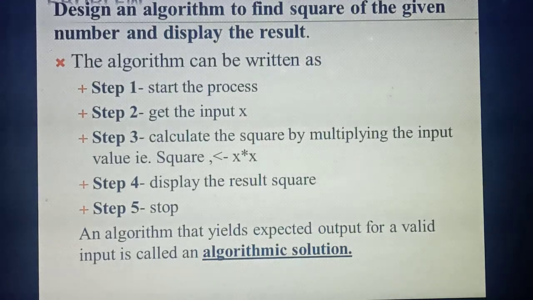You need to process. So step 3, see step 3. Calculate the square by multiplying the input value. That is, square means how many times you need to multiply? 2 times. X square, isn't it? That is x into x.